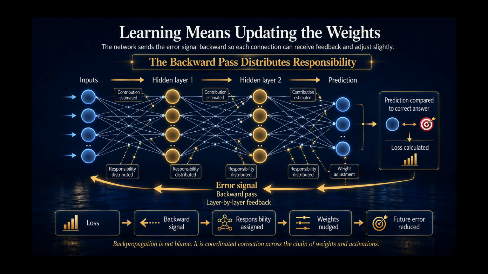Then comes the backward pass. The network sends the error signal backward through its layers. Each connection receives feedback about how much it contributed to the mistake. The point is not to blame one neuron for everything. The point is to distribute responsibility across the entire chain of weights and activations that produce the final prediction. Once that responsibility is estimated, the model updates its weights. Each weight is nudged slightly in the direction that should reduce future error. The learning rate controls the size of that nudge.